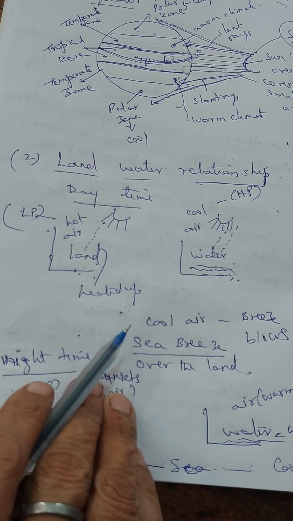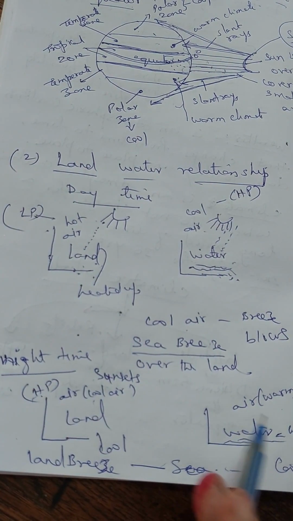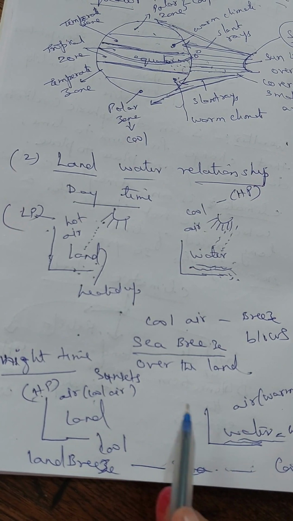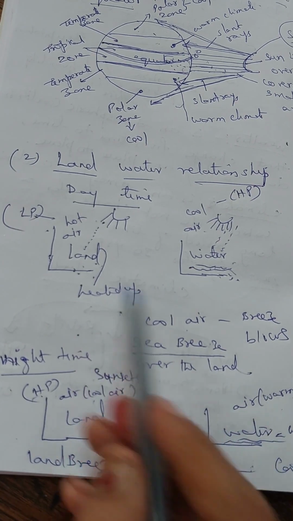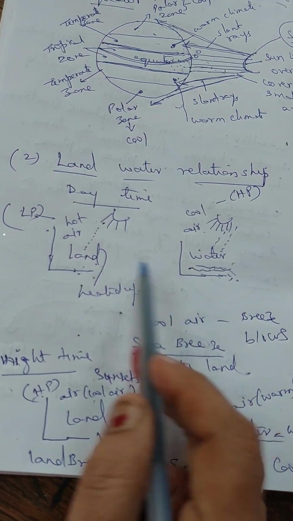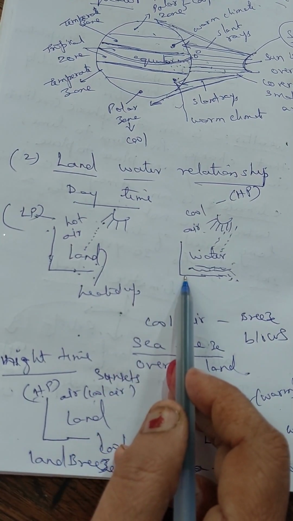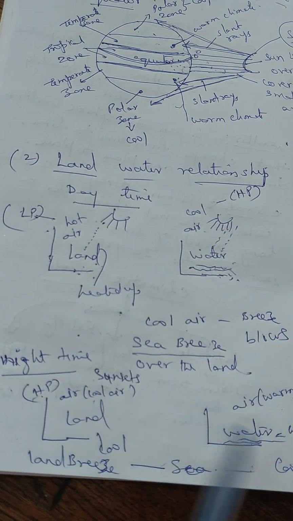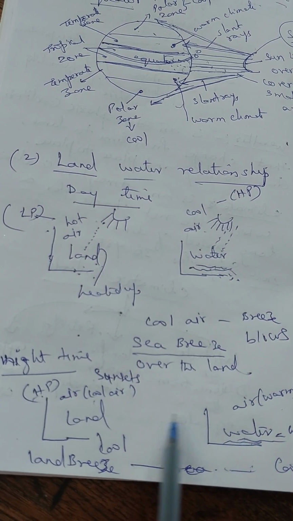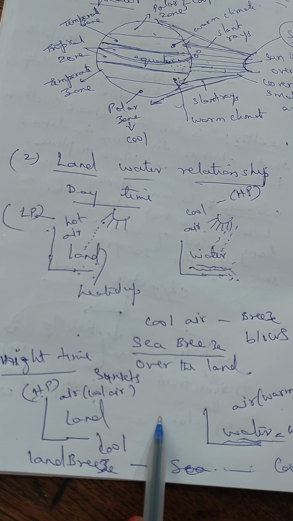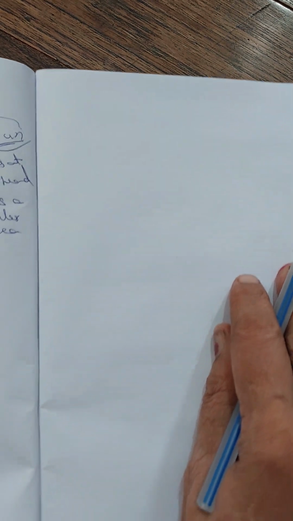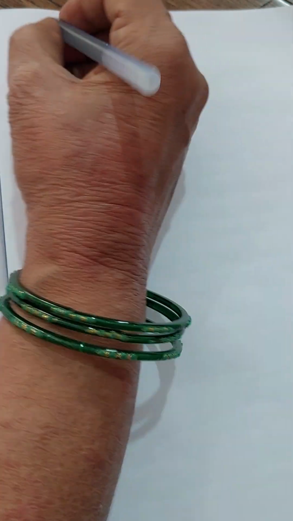Now this relationship of land and water influences the climate of a place, especially places which lie in the coastal area. This is a coastal area, land adjacent to sea. It is called a coast when land is adjacent to sea. So coastal areas, which are located near the sea, have a moderate climate, children.